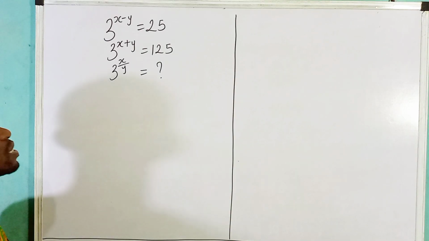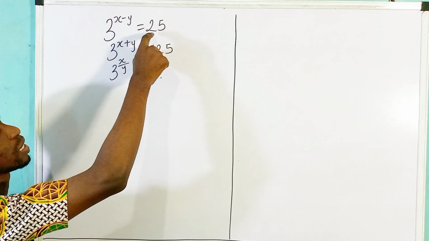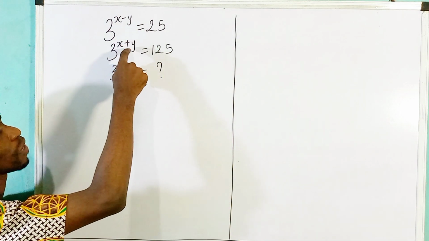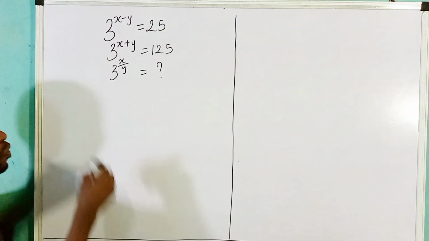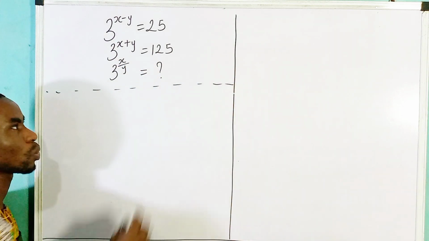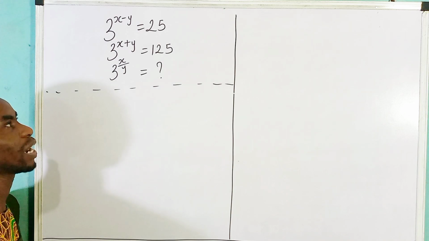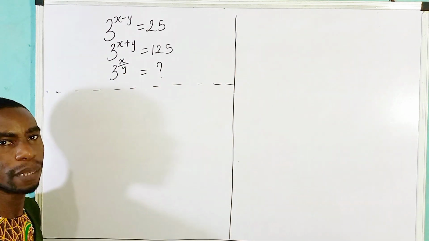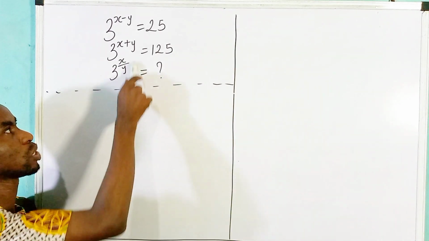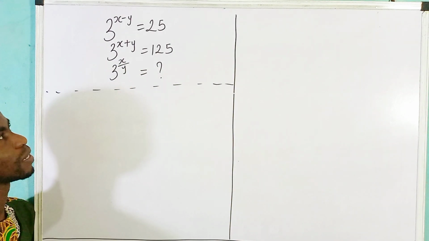The question says 3 to the power of x minus y is 25. 3 to the power of x plus y is 125. So what is 3 to the power of x over y? Our focus is to find the value of x and also the value of y. If we've gotten that, then this would be a piece of cake.